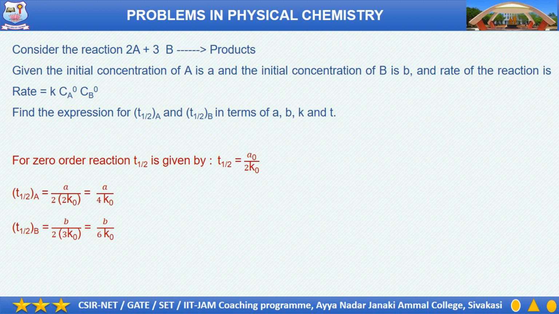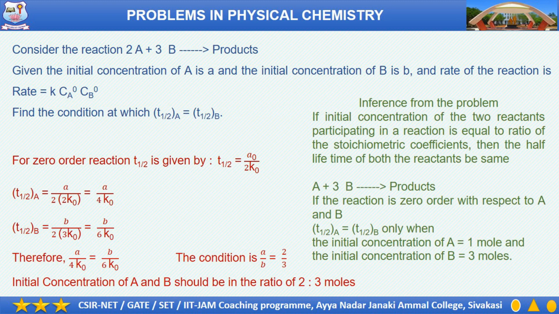This is the second type of problem. Anything may be asked. And the third type of problem that is asked: find the condition at which t half of A is equal to t half of B. 50% of A conversion time and 50% of B conversion time, when will they be equal, solve.